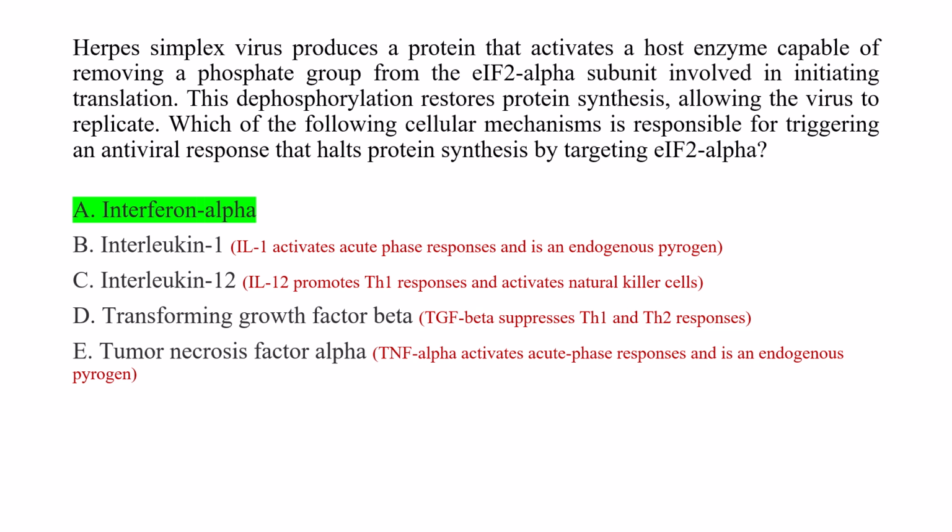For example, option B, interleukin 1, activates acute phase responses and is an endogenous pyrogen. Option C, interleukin 12, promotes type 1 T helper cell responses and activates natural killer cells. Option D, transforming growth factor beta, suppresses type 1 and type 2 T helper cell responses. And option E, tumor necrosis factor alpha, activates acute phase responses and is an endogenous pyrogen.